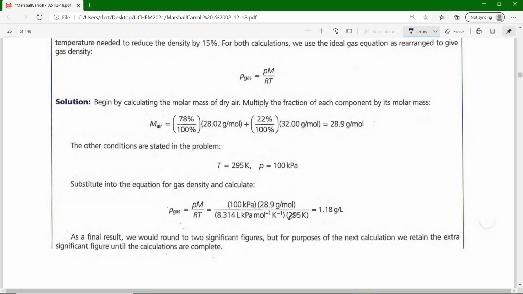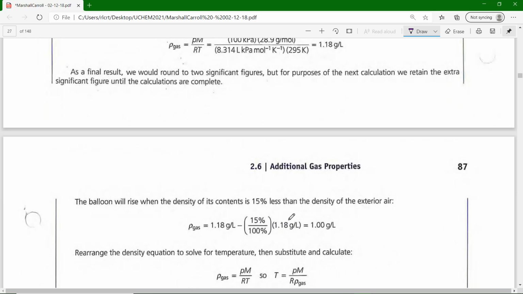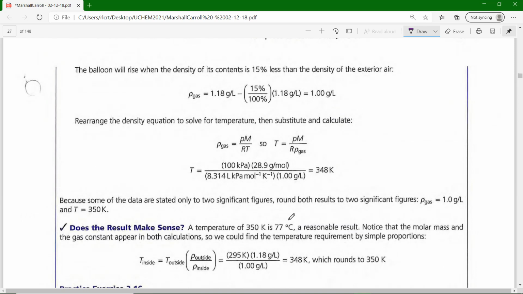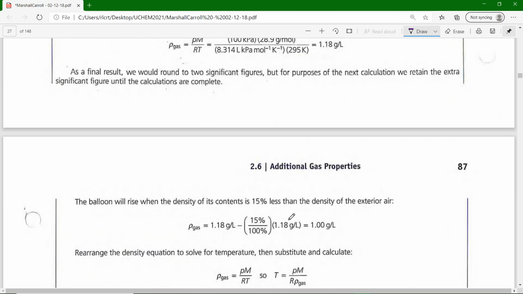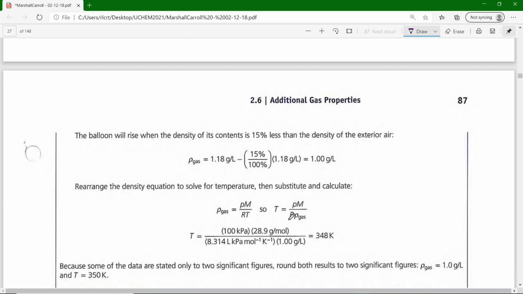Okay, so now the balloon will rise when the density is 15% less than the density of exterior air. So we want it to be 1 gram per liter, not 1.18, but 15% less than 1.18. What does that mean? 1.18 minus 15% of that. So I know what I want the density to be, and I have these other values.